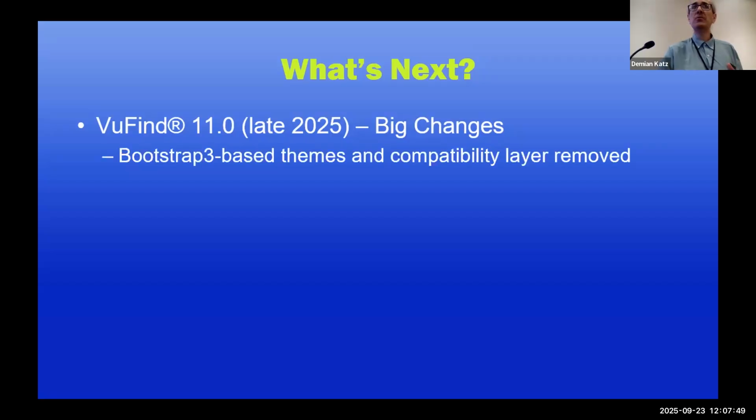As I mentioned earlier, release 10.1 deprecated Bootstrap 3-based themes. VuFind 11 completely removes them. We have to cut the cord on these. We've got to get to a supported version of Bootstrap. So again, VuFind 10 is designed as a transitional release. Go to 10, that has tools that will help you get your themes up to date. Do that, and then the upgrade to 11 will be much less painful.